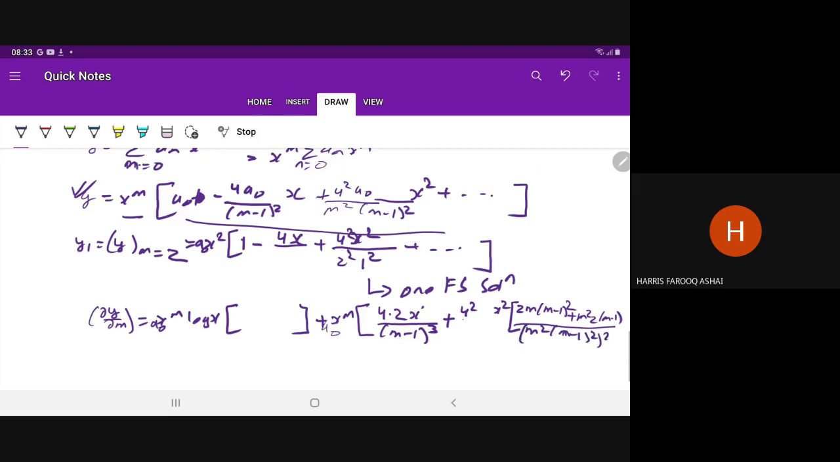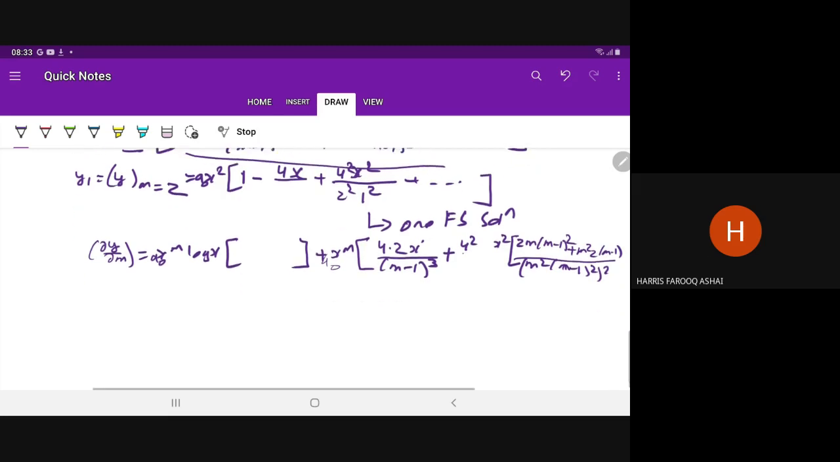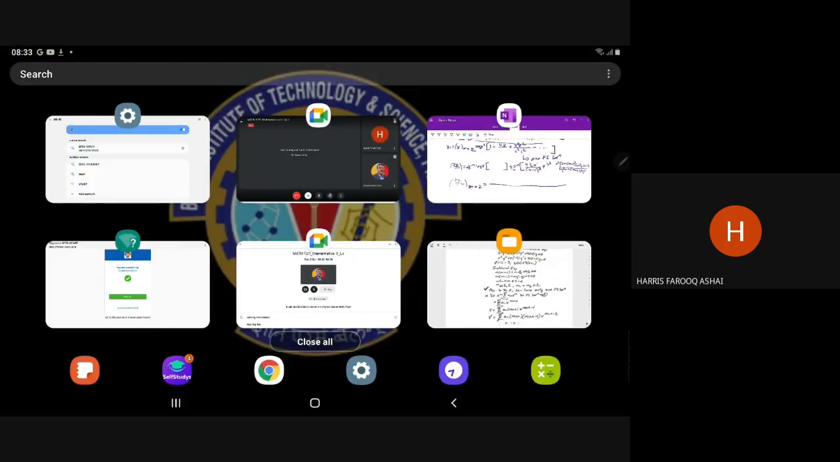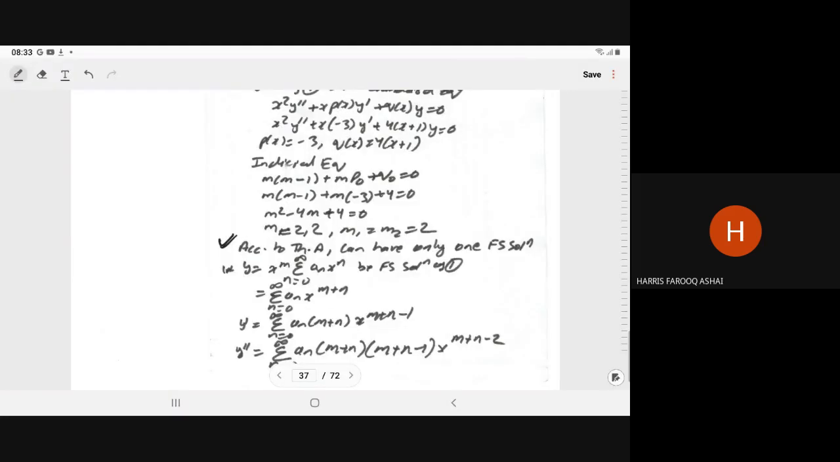In this way you do the partial derivative, and when we put del y by del m for m is equal to 2, wherever we have m, just put m is equal to 2, you will get the second solution. So that is the second linearly independent solution. So here we have done.